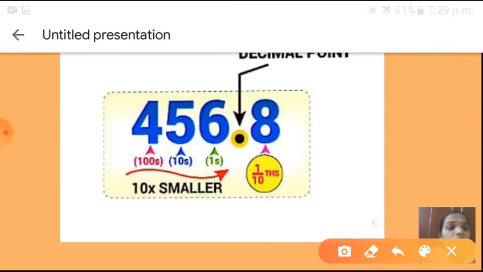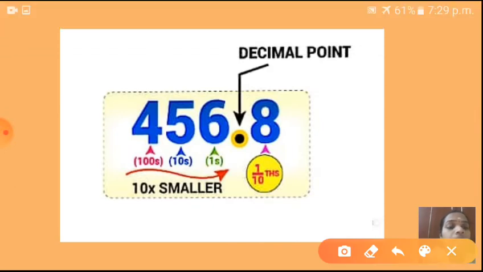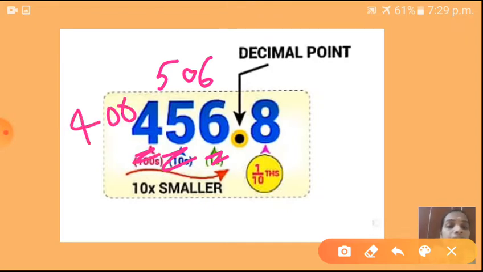See, 456.8. So, children, see here, which place is this? Can you see the place value of these numbers? Yes, here 6 is the unit place, that means ones place. Place value is what? 6. And here this one is what? Tens place. Place value, that means yes, 50. Again here 4 is the hundreds place, that is 400.